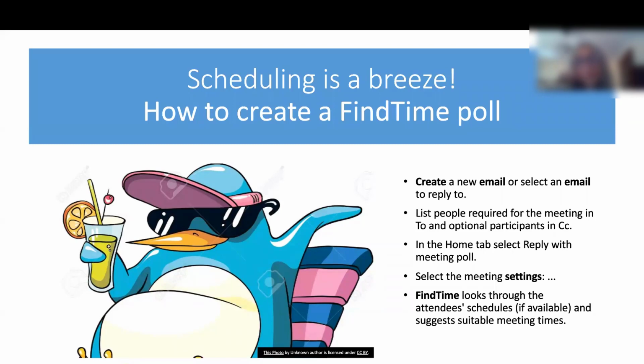In the Home tab, you're going to select Reply with meeting poll, then select the meeting times, and I'm going to show you some screenshots of what that looks like. And then FindTime will look through the schedules automatically and will suggest times that everyone's available. It will also show you in red when people aren't available. So if you've got an optional participant whose schedule may be redded out, you may want to select that time if it's the best time for all those that are required.